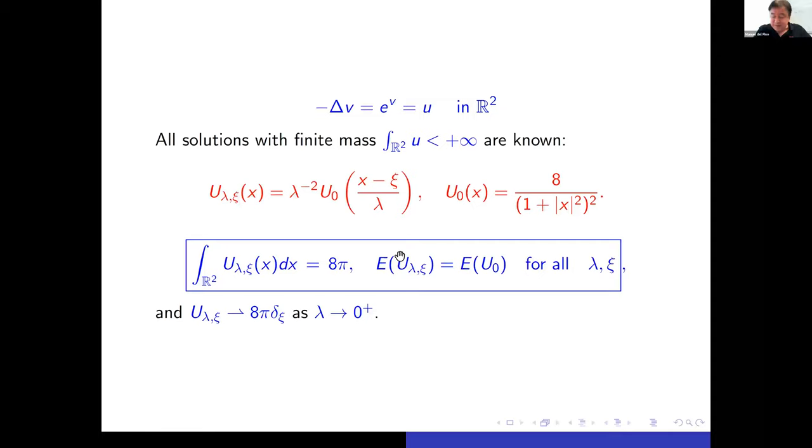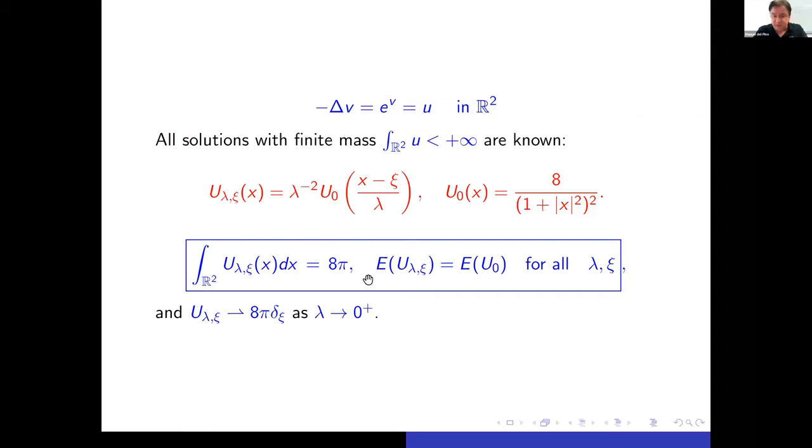Two things are in order to point out. One is that they all have the same mass, and the mass is precisely 8 pi. Not surprisingly, because a steady state lives at all times, right? And it's non-trivial. And the only situation in which we were seeing that was precisely initial mass 8 pi, the validity of all-time existence. And in addition, the entropy functional is invariant under this scaling, for this particular function. You see the same value always, okay?